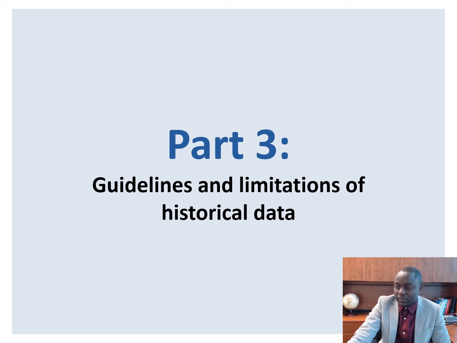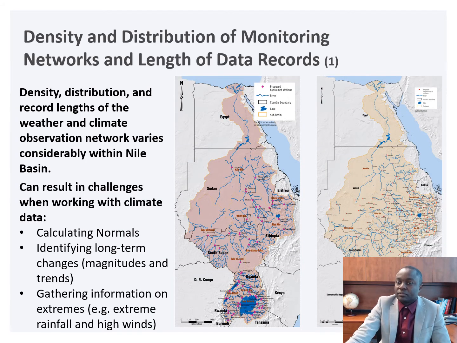So in part 3 here, we'll look at some of the guidelines and limitations for using historical climate data. It is common that the density, the distribution, and record lengths of weather and climate observation networks vary considerably within the Nile Basin, just like many other regions in the world. These can often result in challenges when working with climate data, especially when we want to calculate climate normals, identify long-term changes, and gather information on extremes to support our climate risk assessment.